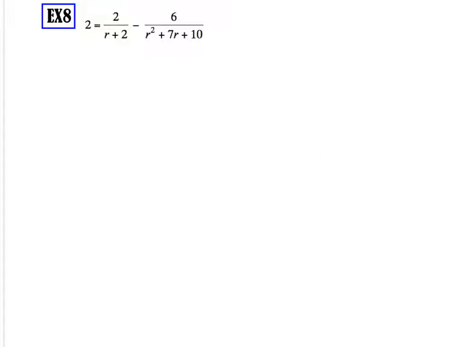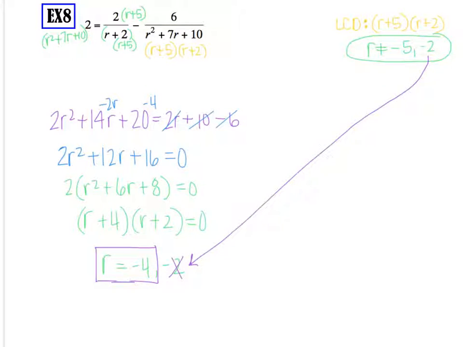All right, final problem, guys. Go ahead and pause the video and solve this one. All right, so for this final problem, I ended up with r equals negative 4. If you got that, then go ahead and skip to the last page, and if you didn't, I'll walk you through my thinking now.